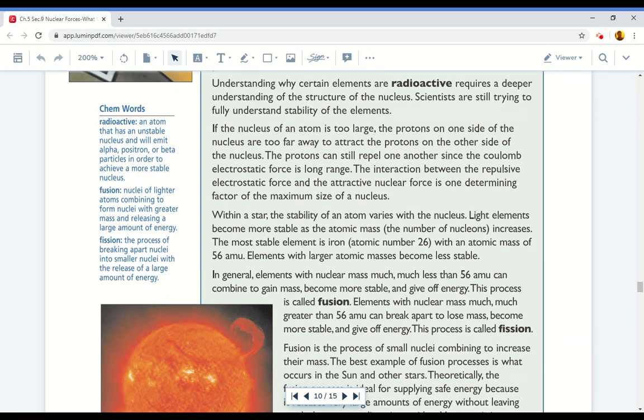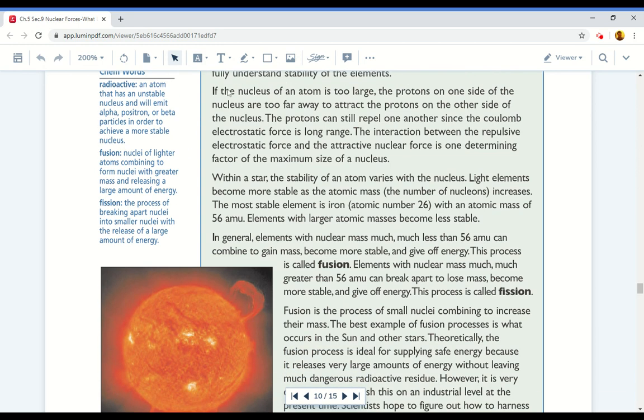Understanding why certain elements are radioactive requires a deeper understanding of the structure of the nucleus. Scientists are still trying to fully understand the stability of elements. If the nucleus of an atom is too large, the protons on one side of the nucleus are too far away to attract the protons on the other side of the nucleus. The protons can still repel one another since the Coulomb electrostatic force is long range. The interaction between the repulsive electrostatic force and the attractive nuclear force is one determining factor of the maximum size of a nucleus.